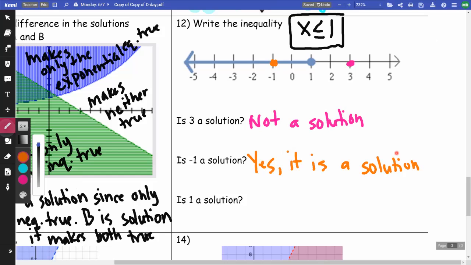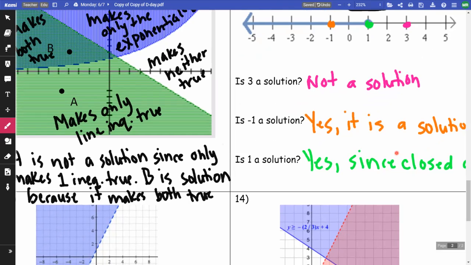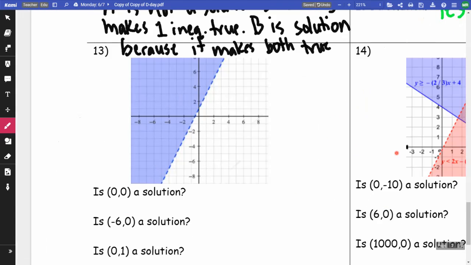And is 1 a solution? So 1 is here. Now this is where we've got to pay attention. This is going to be a solution because this was a closed dot. If it had been an open dot, then that would not have been a solution.